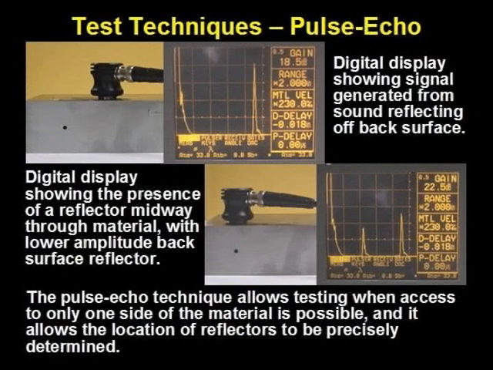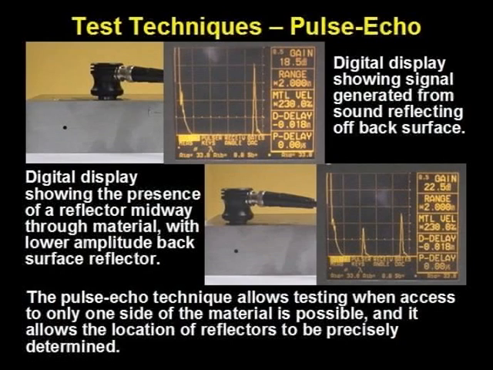This slide shows an actual example of pulse echo inspection using a contact transducer and side drilled hole placed midway in a steel block. The first A scan shows only the front surface or initial echo and the back wall echo. The second A scan shows the presence of the hole midway between the front and back echoes. Note also that the back surface echo is also reduced in amplitude.